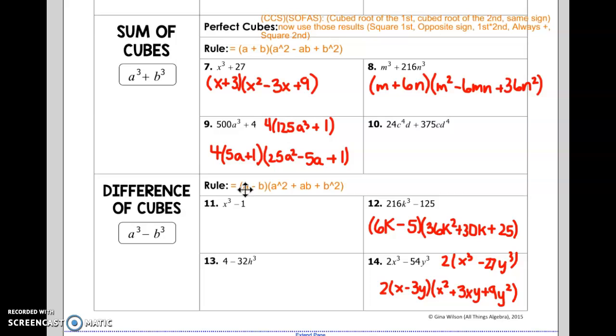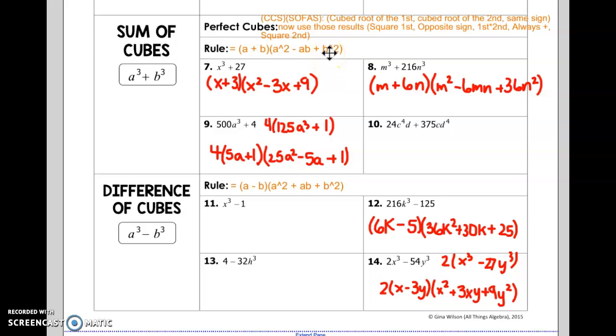Second set of parentheses, we use those results, meaning now I disregard the original problem and I'm just looking at what's in my CCS. So now I'm going to square the first term. Well, a squared is a squared. Then O is opposite sign. So if I was adding here, I'm now subtracting. Then I take first term times the second term. A times B is AB. Then A is for always add. And then I've got to square the second term. So B squared is just B squared.